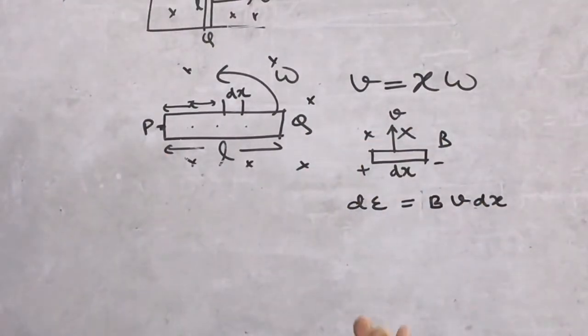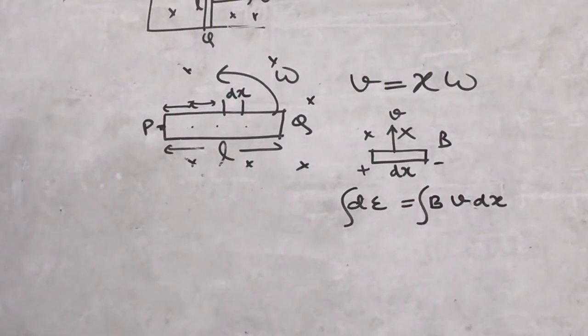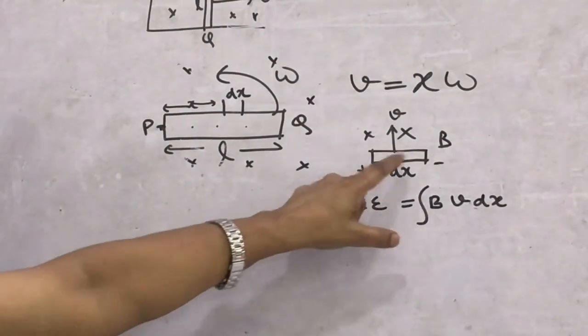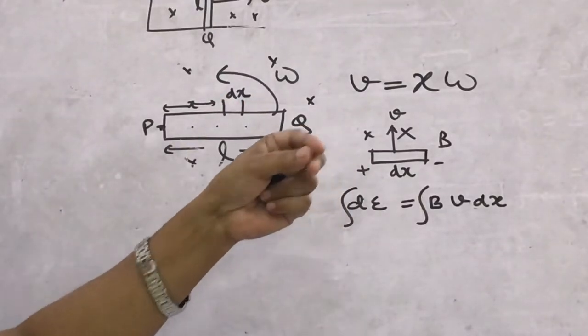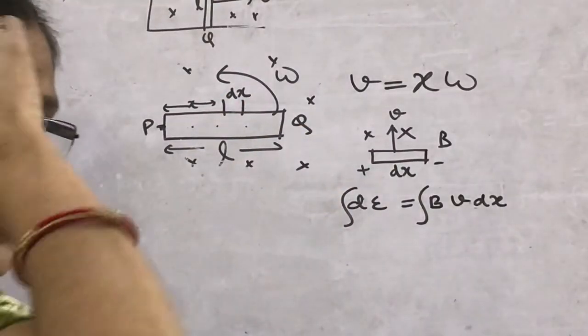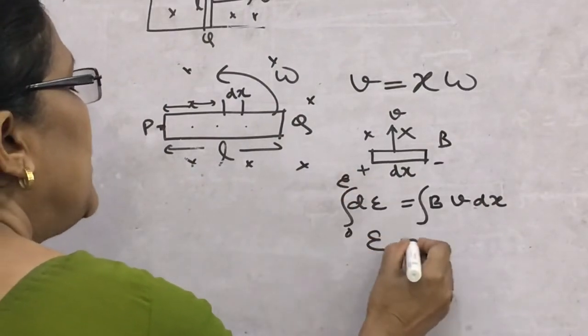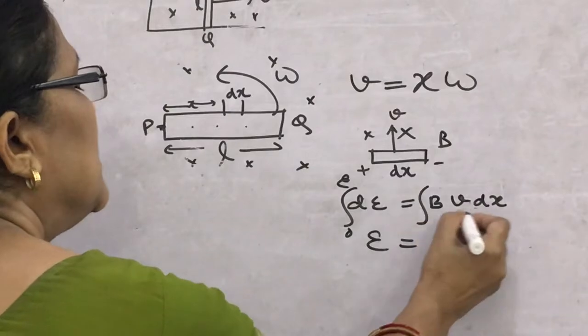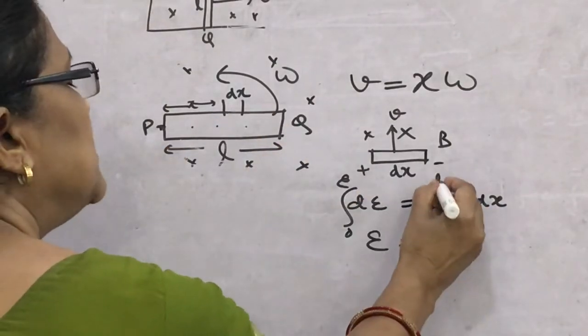What will be the net EMF? You can integrate it. If this is the small EMF produced in dx length, then what will be the total EMF produced? What will you do here? You write here 0 to L, that will be the net EMF. This is dx, a small element. What is the total length? L. So, this is 0 to L.